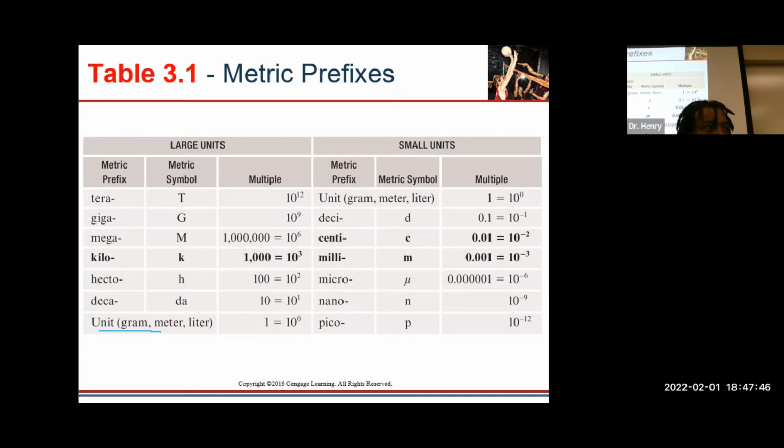Decagram. That means 10 grams will equal 1 decagram. 100 grams will equal 1 hectogram. 1,000 grams will equal 1 kilogram. 1,000,000 grams will equal 1 megagram. 10 to the 9th grams will equal 1 gigagram, which is a billion.